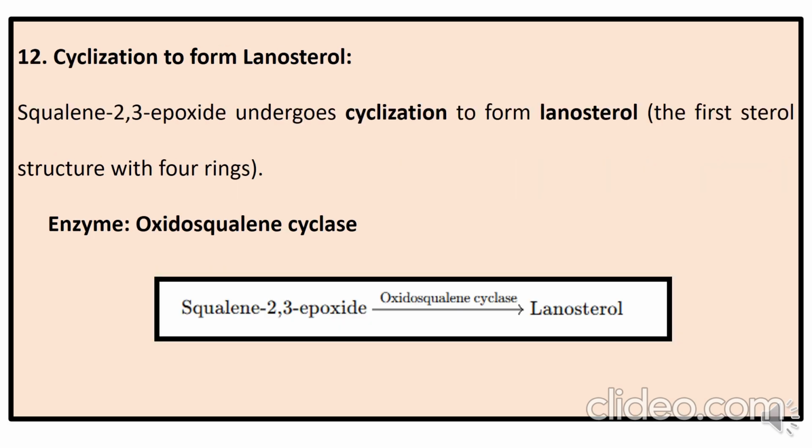Coming to the last but one step, cyclization to form lanosterol. Squalene 2,3-epoxide undergoes cyclization to form lanosterol, the first sterol structure with 4 rings. The enzyme involved here is oxidosqualene cyclase. So here the squalene 2,3-epoxide is converted into lanosterol in the presence of the enzyme oxidosqualene cyclase. I again repeat, oxidosqualene cyclase.